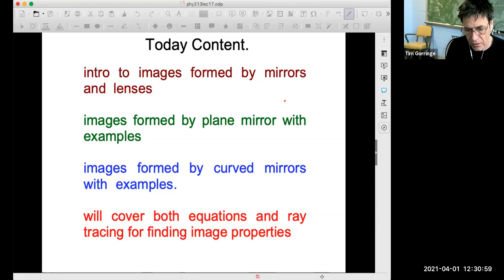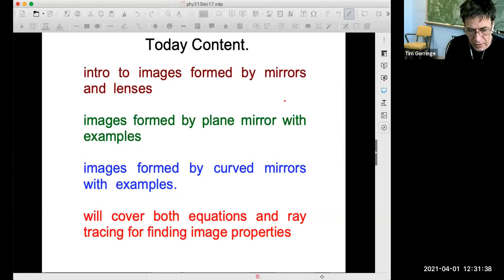In this class and in the next class, we're going to apply our understanding of the phenomena of propagation, reflection, refraction of light to explore images formed by mirrors and images formed by lenses. So that's the overall goal of this class and next Tuesday's class.